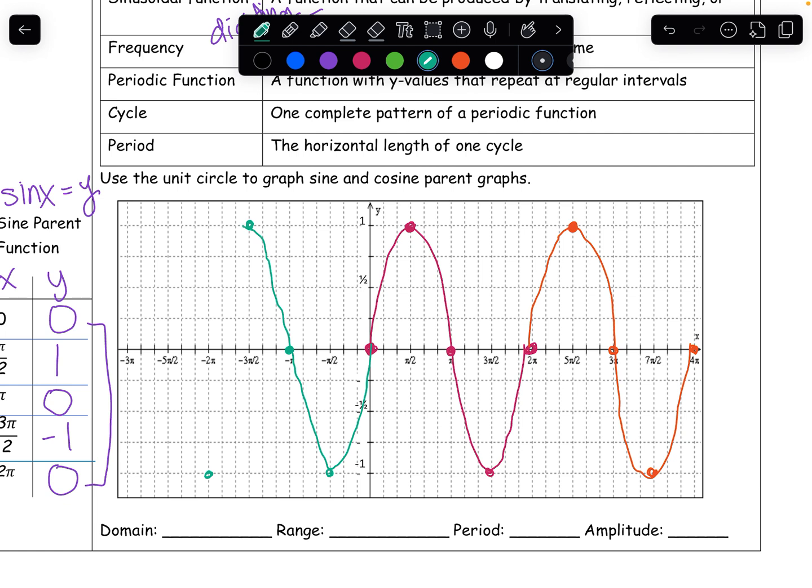Oopsies. Made a mistake. No, I didn't. Woo. There we go. Thinking of a different graph. There we go. So there is our graph.